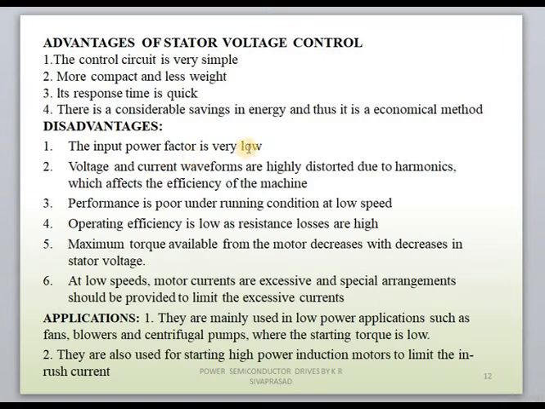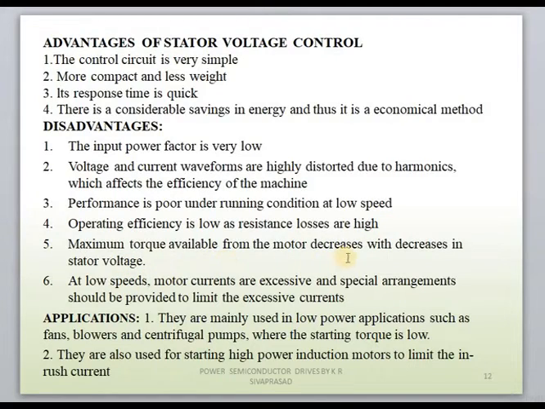Disadvantages: the input power factor is very low. Voltage and current waveforms are highly distorted due to the harmonics. That means it produces a large number of harmonics, which affects the efficiency of the machine also. Performance is also poor under running conditions at low speeds. Operating efficiency is low because the resistance losses are high.